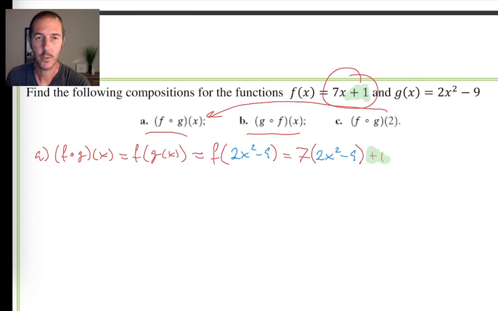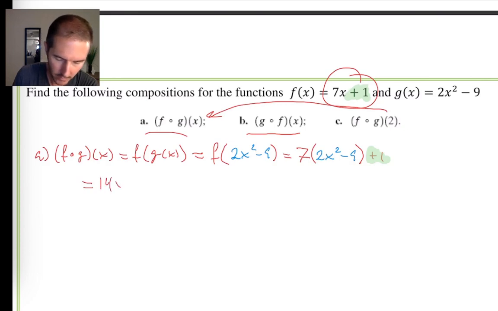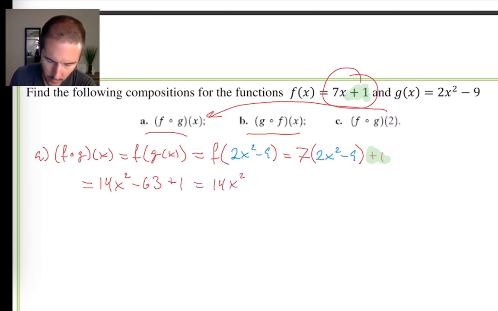From here, all you have to do is distribute and combine like terms, right? From here, it should be pretty straightforward. I'm going to wrap onto the next line just so I don't run out of space. I'll indent a little bit with my equal sign. I've got 14x squared. 7 times 9 is 63, so it's minus 63, and then we have to add the 1, and then we'll combine like terms. 14x squared minus 62.